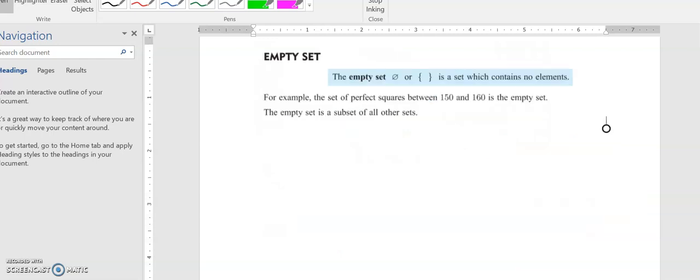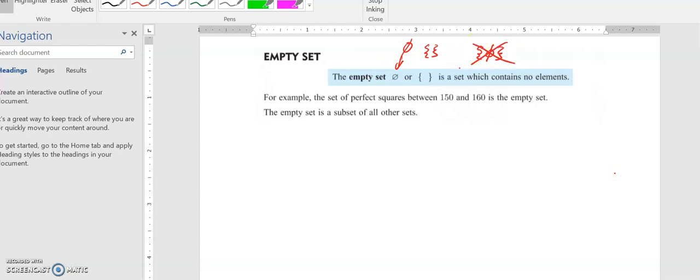Okay, the next idea is something called the empty set. The empty set has this symbol right here. It's a 0 with a line through it, okay? Or it could also be these empty braces. But what you don't want to do, don't combine them. This makes no sense. We don't want to do that.